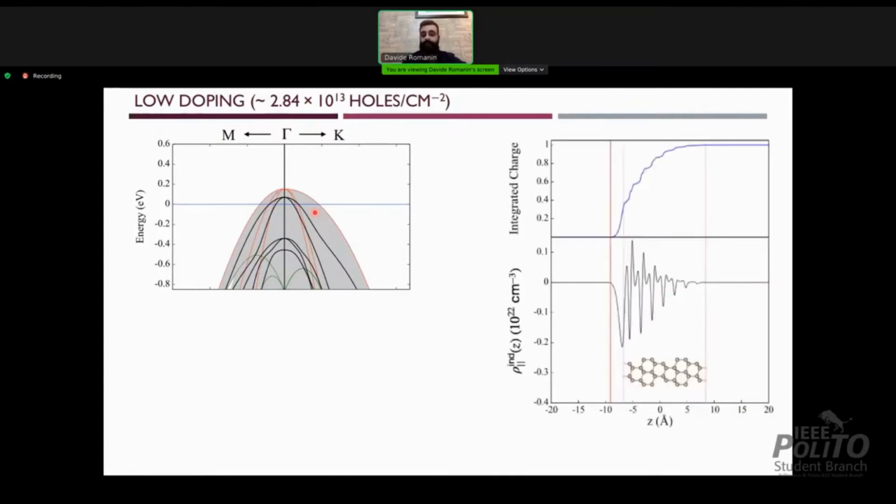And this is also confirmed by the induced charge density. Here, negative oscillation corresponds to accumulation of holes. Indeed, we are studying hole doping of our system. And we can see that the induced charge density spreads well inside the system. Indeed, 75-80% of the total induced charge density is reached around the 4th/5th atomic layer.